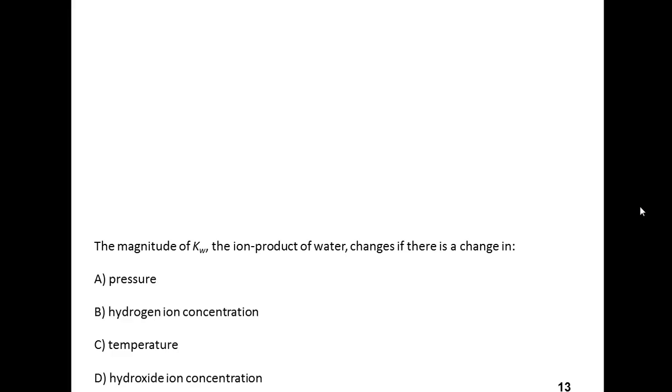Here's a clicker question that is really testing your knowledge of Chapter 8. Please pause the presentation for about 20 seconds so that the students can answer the question. And we know that the answer is temperature, which is why one must state the temperature when one gives the numeric value for the equilibrium constant.